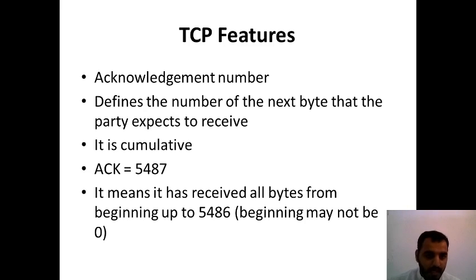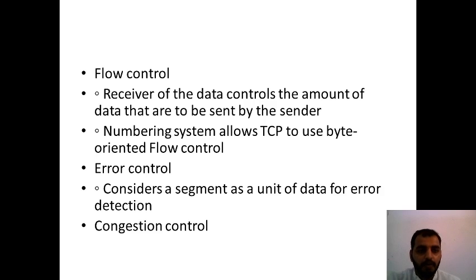Okay. Now coming further, what it says is control flow, or flow control. What it means is that the receiver of the data controls the amount of data to be sent by the sender. It means the amount of information to be sent is controlled. Now what do you mean by this control?